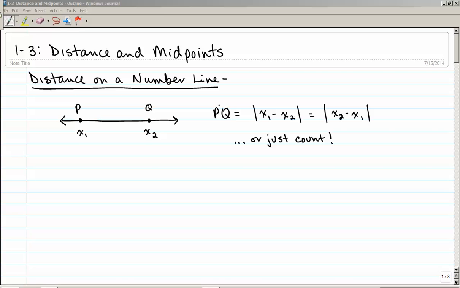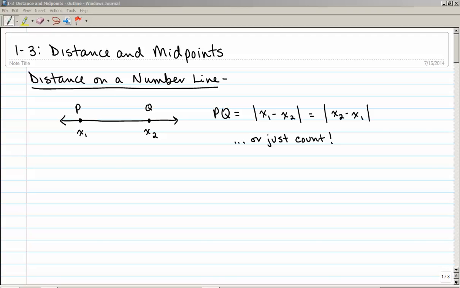So PQ, remember PQ without a line over the top means the length of segment PQ is equal to the absolute value of x1 minus x2, or the absolute value of x2 minus x1. So basically, just subtract the two numbers in either order and take the absolute value of it. And if you'll recall from Algebra 1, absolute value basically refers to distance, but the cool thing it does is it makes a number positive. Distance cannot be negative, so we have to make it positive.